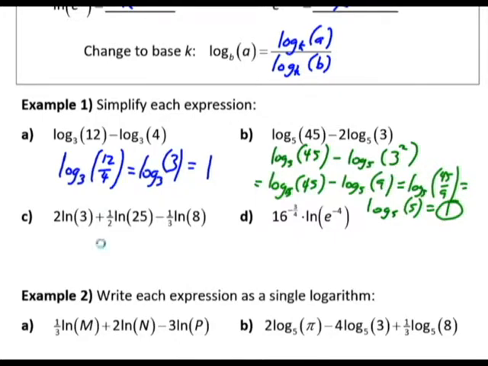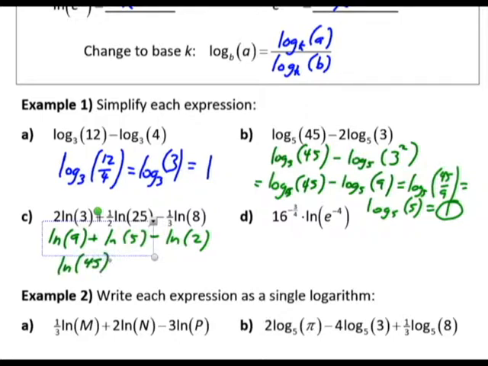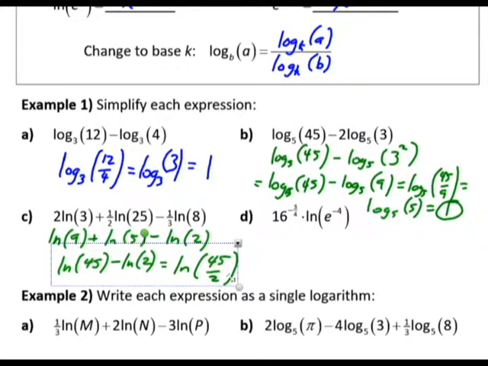See if you can do the next two on your own. Here are my solutions. Notice we can't simplify this any further. We don't have a convenient base.